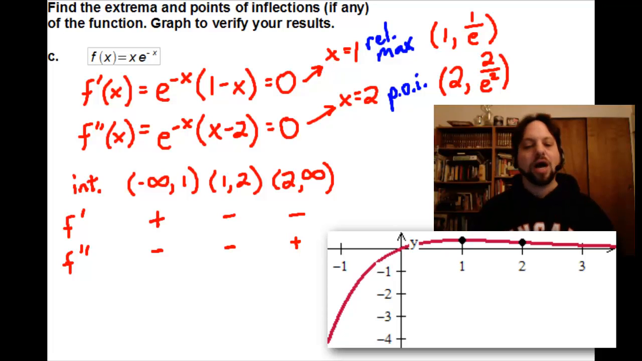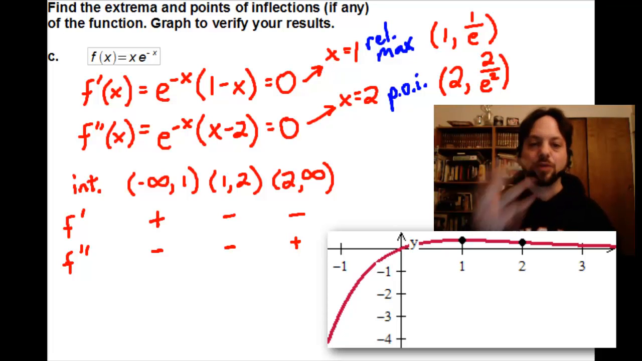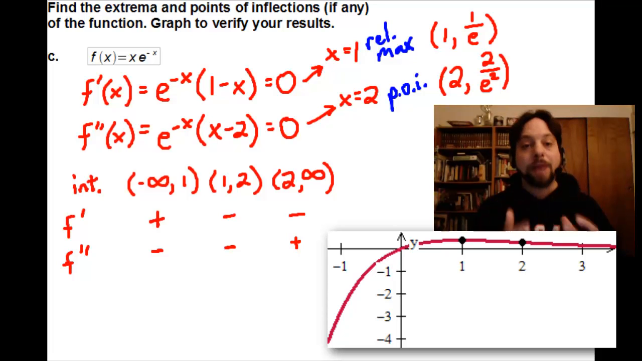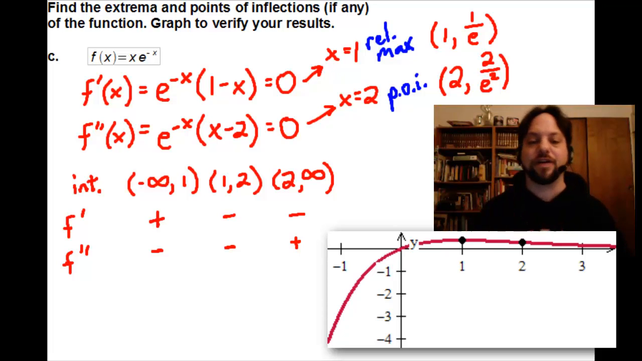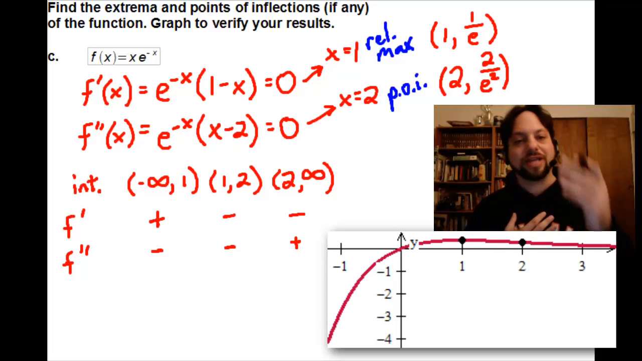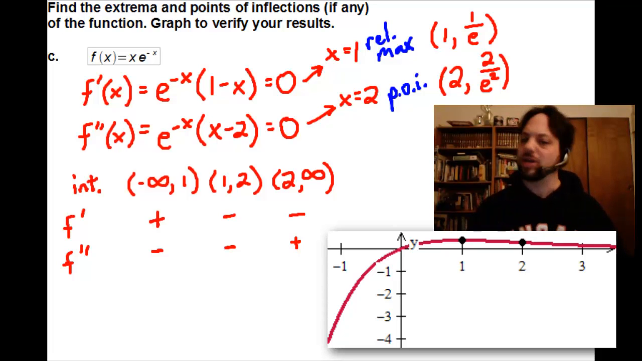So there we go. Before we get to example D, where we're going to be working with integrals, perhaps we should take a look at how to integrate the exponential function. Just as the derivative of the exponential is one of my favorite derivatives to do, I'll argue that the integral of the exponential is one of my favorite integrals. I'll show you. Let's go ahead and take a look.